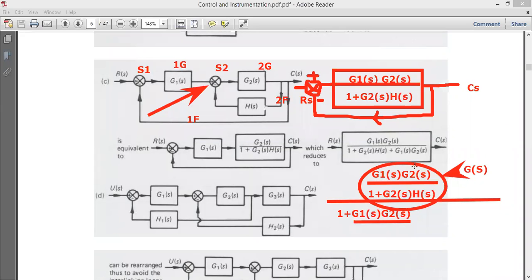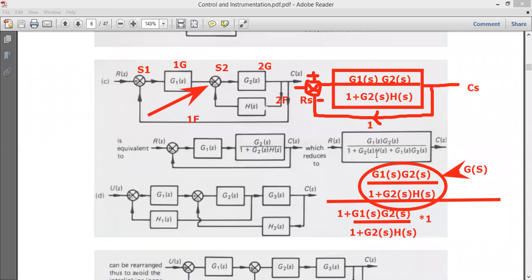So I'm writing the equation, that is nothing but repeating the same numerator here. G1 of s into G2 of s, whole divided by 1 plus G2 of s multiplied by H of s. So this is my one G block multiplied by 1. Why into 1? Because the feedback here is equal to 1, so that is why it is unity.